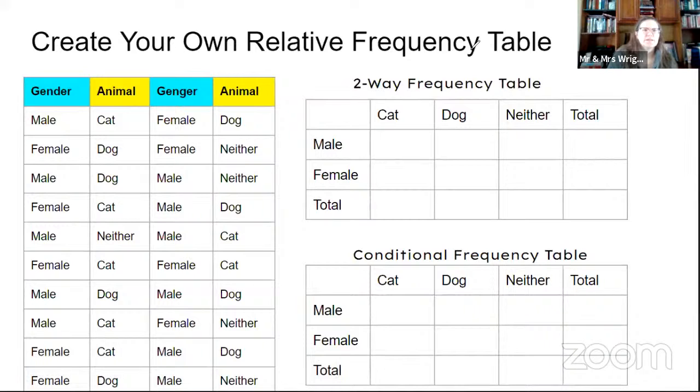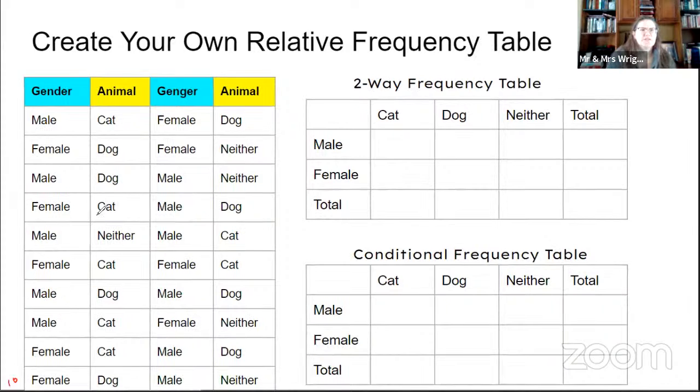All right, welcome back. Let's check and see how many people there were that were surveyed. I think it's 20, but I'm not sure. 1, 2, 3, 4, 5, 6, 7, 8, 9, 10. So that's 10 genders, and there's 2 of them, so that's 20. There was 20 people surveyed in total. So our males plus our females equal 20. And if we count how many animals there were, cat, dog, and neither, it should also total 20, right?